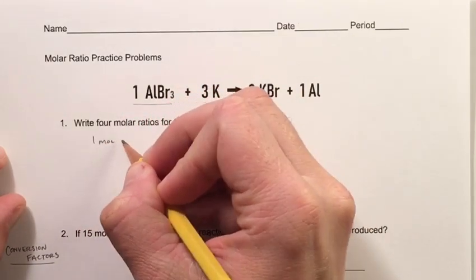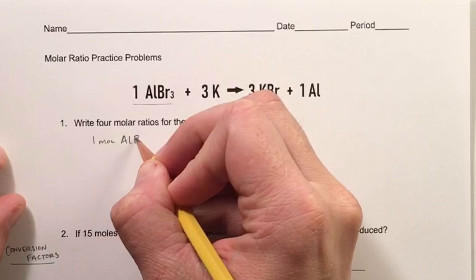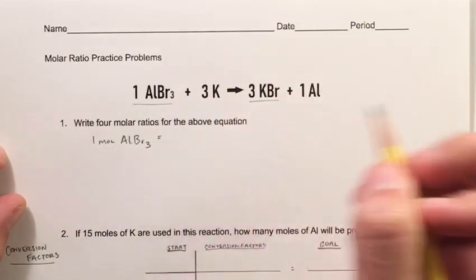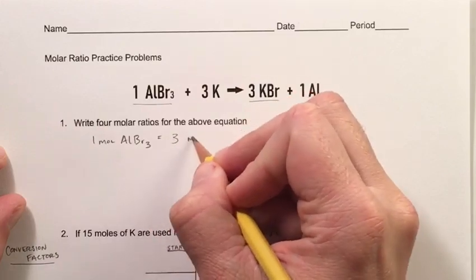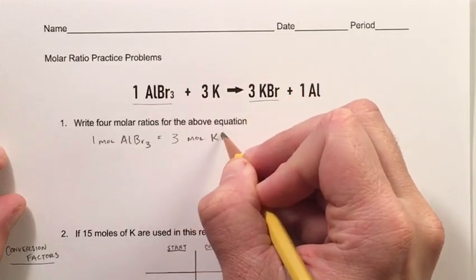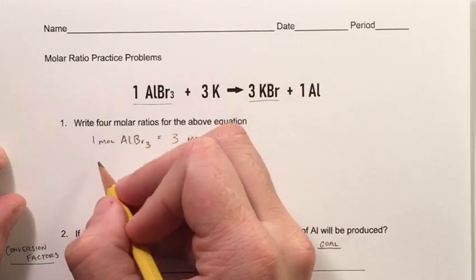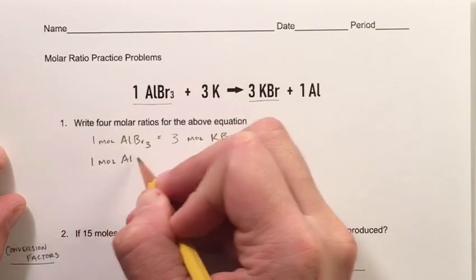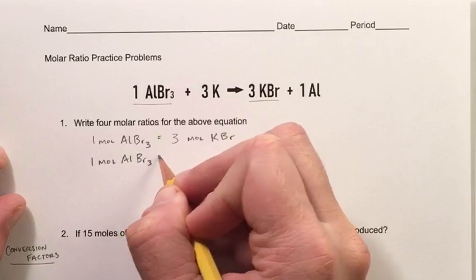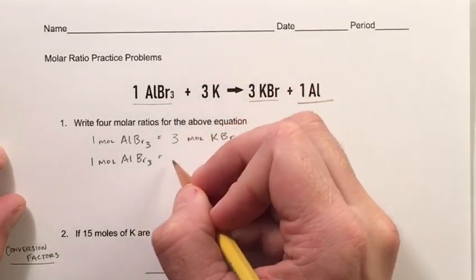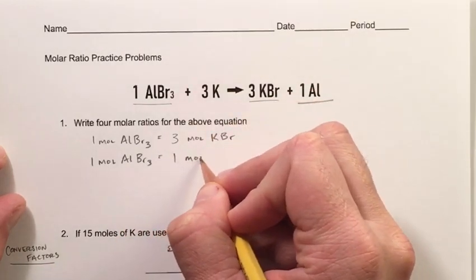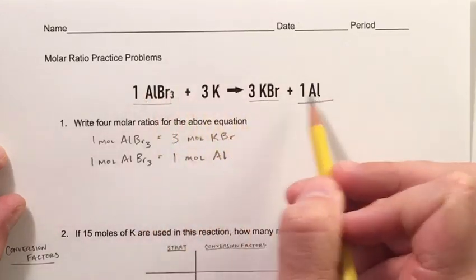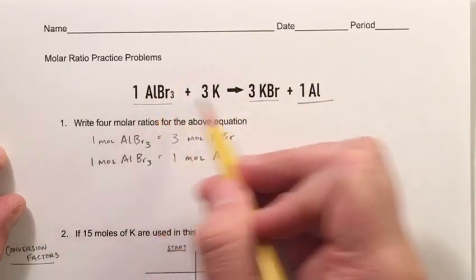1 mole AlBr3, set it equal to one of our products, 3 moles KBr. Okay, so that's 1 molar ratio. I can use the same reactant here and set it equal to my other product, 1 mole Al. Alright, so I've done both of my molar ratios for this reactant.